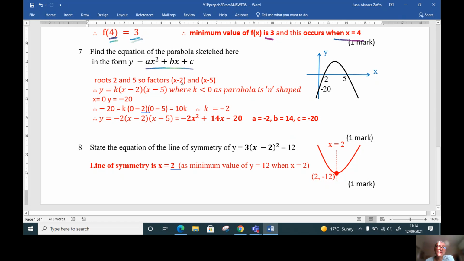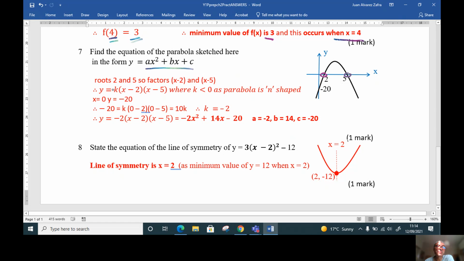we should be able to see that y can be written as something, okay, times x minus 2 times x minus 5. And just to check that, can you see that when x is 2, y is 0, and when x is 5, y is 0, which means that we are there and there, that y is 0 when x is 2 or when x is 5.